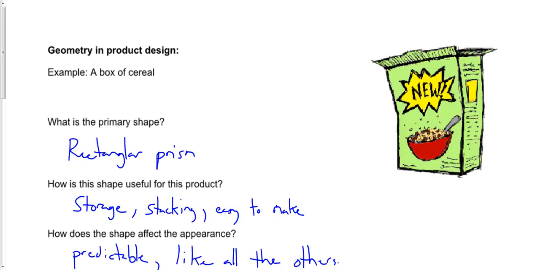So when we're thinking about the geometry of design, we see those standard primary shapes around us in the world, not only in what we are building, but also in the things that we buy and ultimately the things that we wear as well.